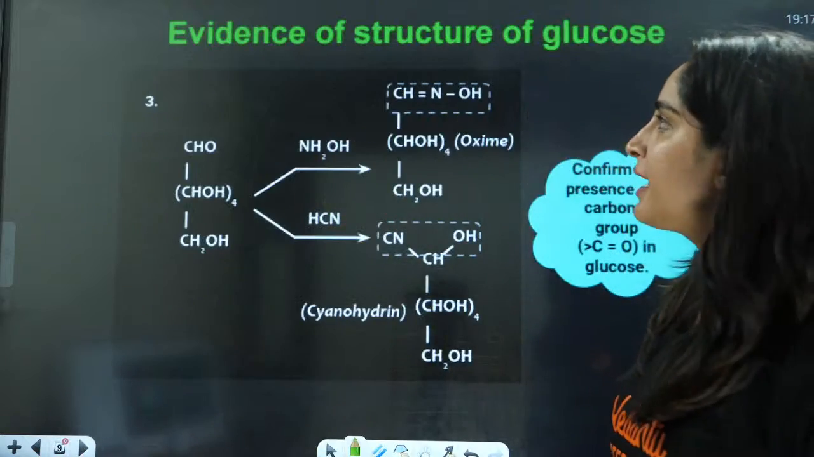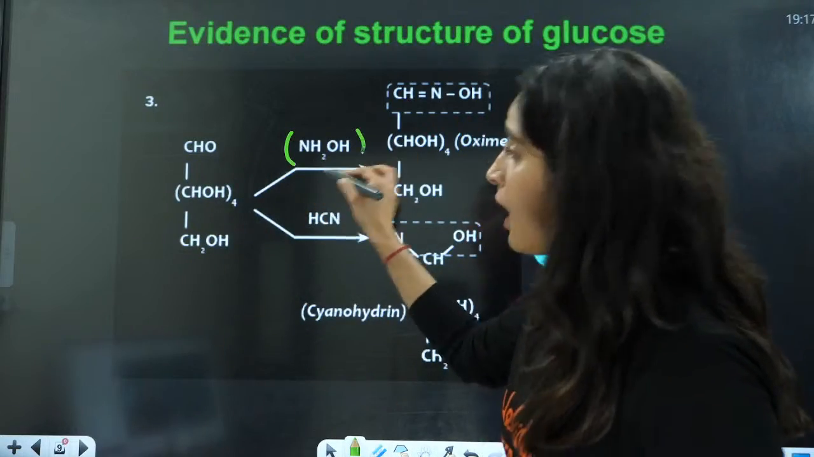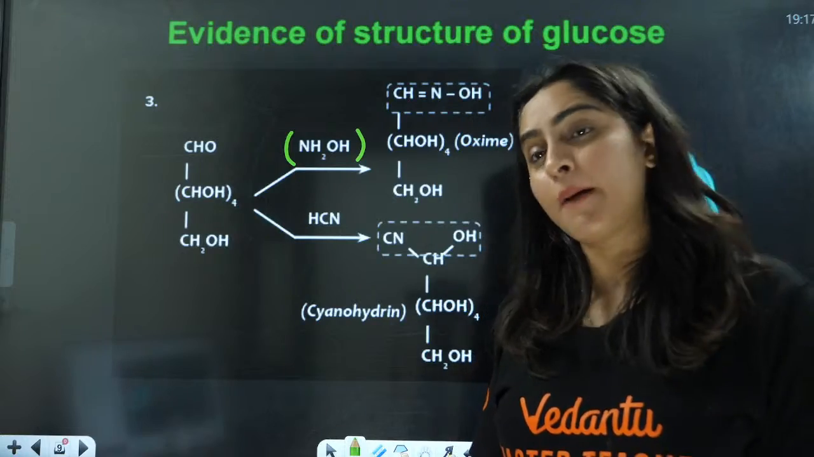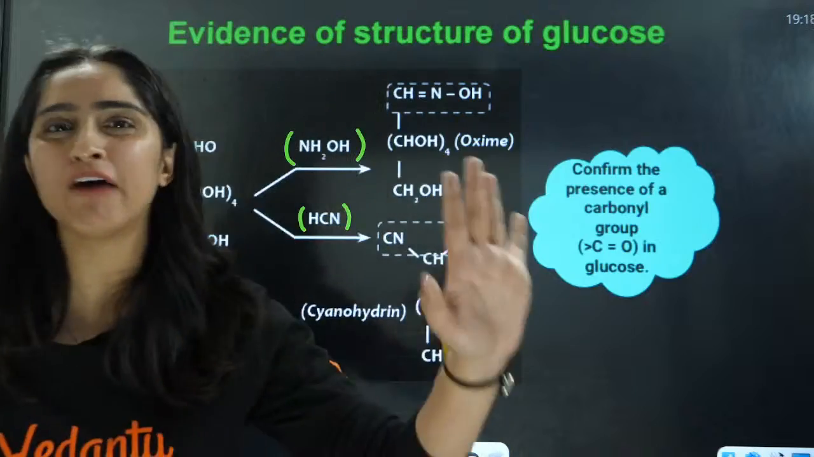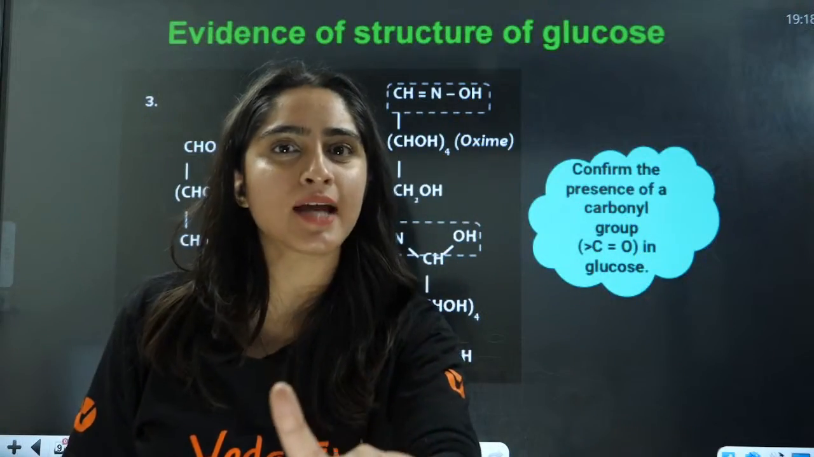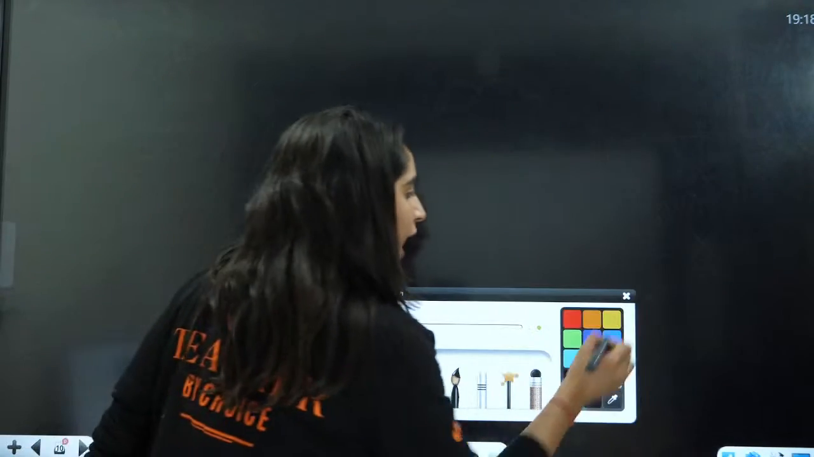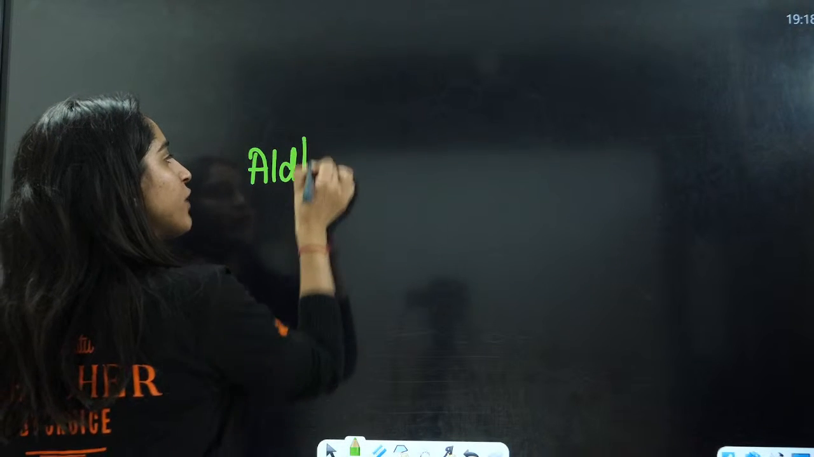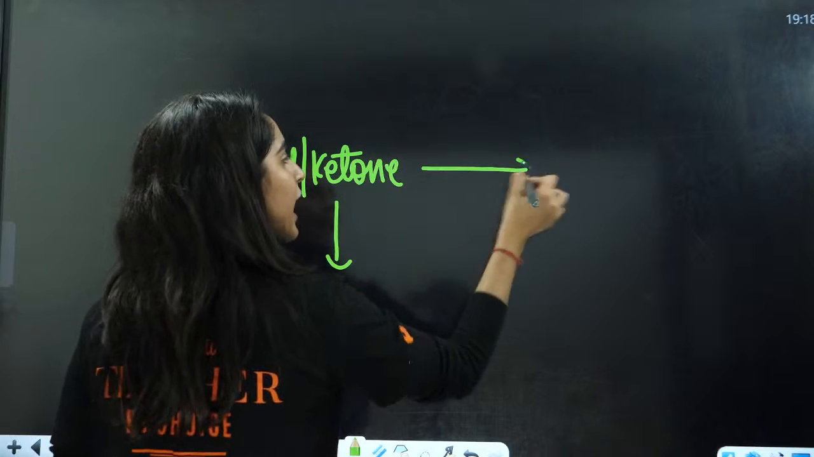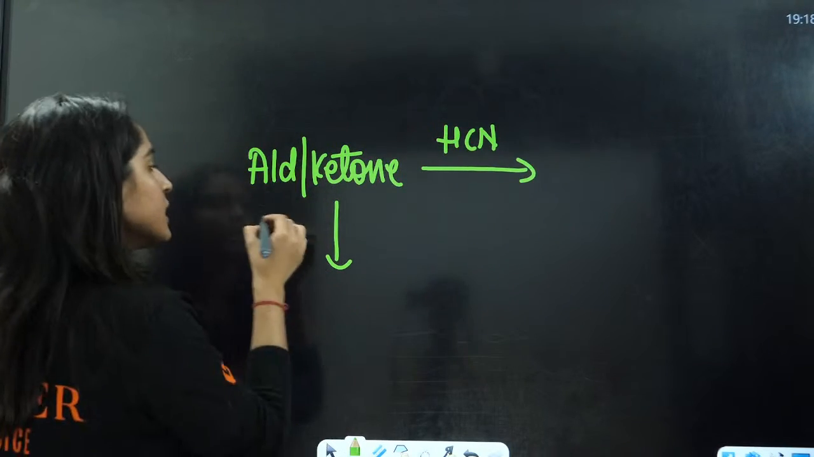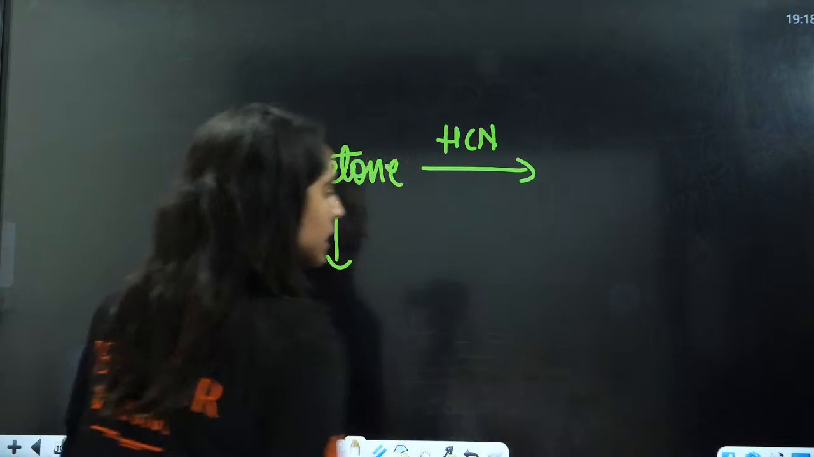Hello, beta. So second thing here is, if we react glucose with ammonium hydroxide, what happens here? If we react glucose with HCN, now we have all done these reactions, you know? We have done these reactions. Do you remember this? That when we have aldehyde and ketone, if we react this with HCN, what happens here? If we react this with NH2OH, what happens here? Everybody tell me that. Now what happens here?